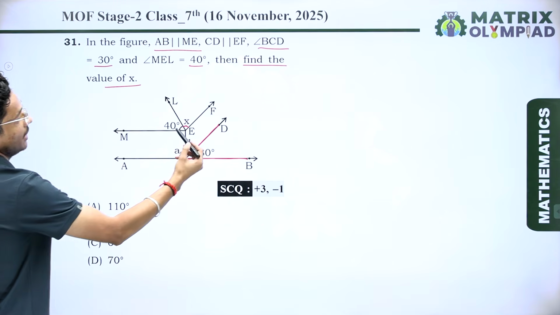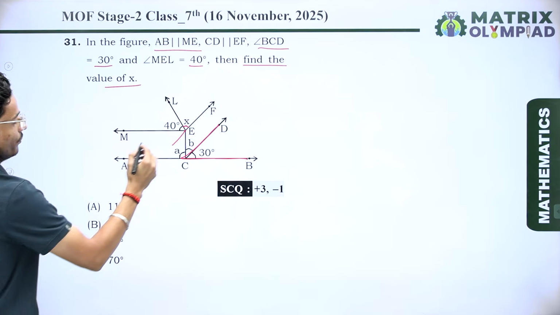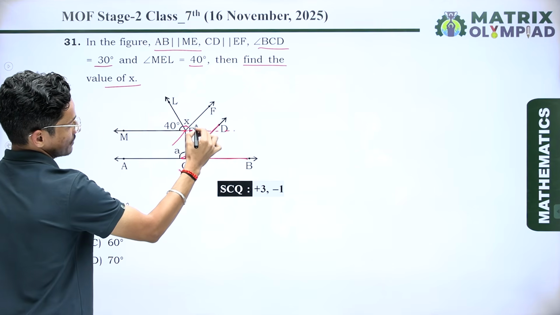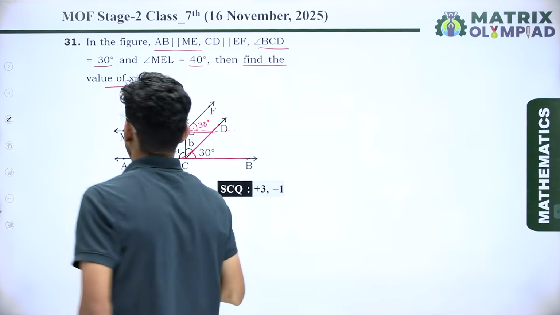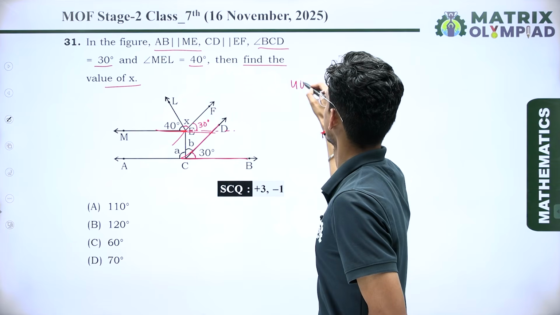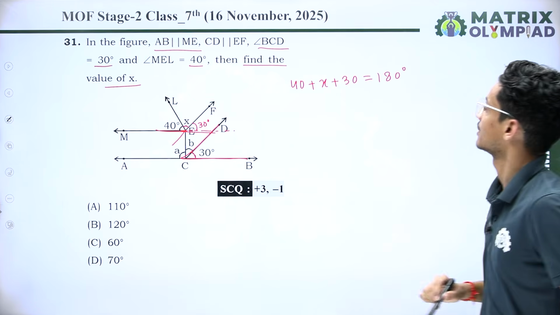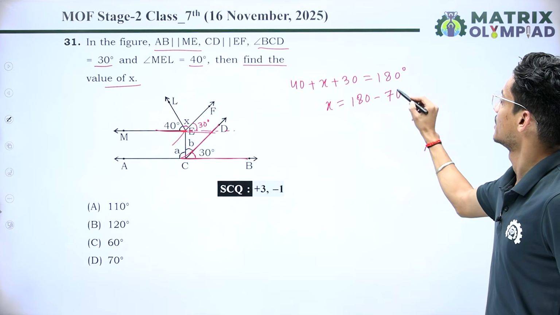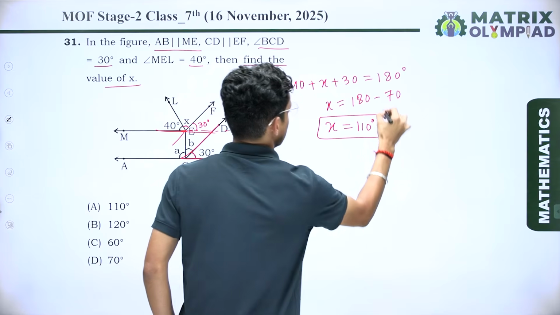So we know EF is parallel to CD. If we extend this line ME, I can say that this angle is 30 degrees. So this one is also 30 degrees because of corresponding angles. And we know the angle on a straight line is 180 degrees. So I can write here 40 plus X plus 30 is equal to 180 degrees, and X is equal to 180 minus 70. So now the value of X we get is 110 degrees, right?